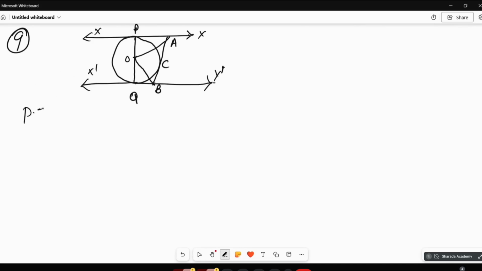So here, prove that AOB is equal to 90 degree. Do everyone, I'll come and check. We have done these questions. They've given xy parallel to x dash y dash. That is a given thing. And they've given AB is a tangent.